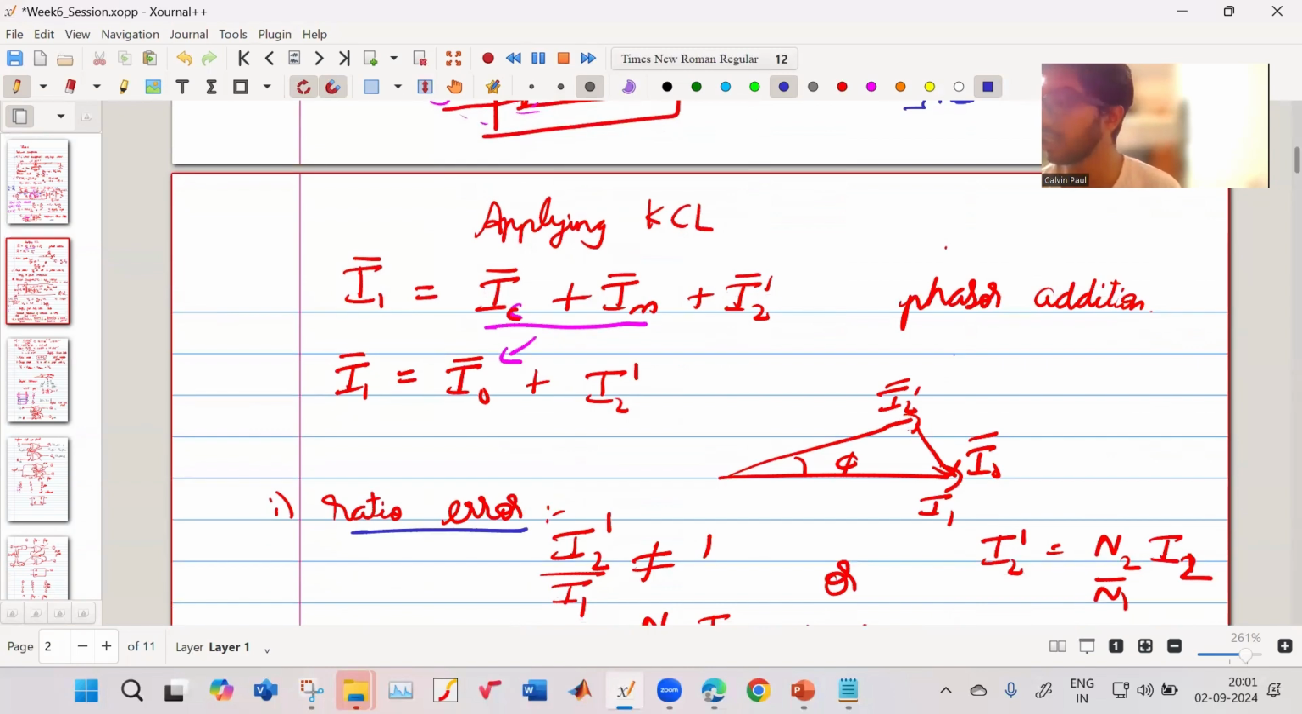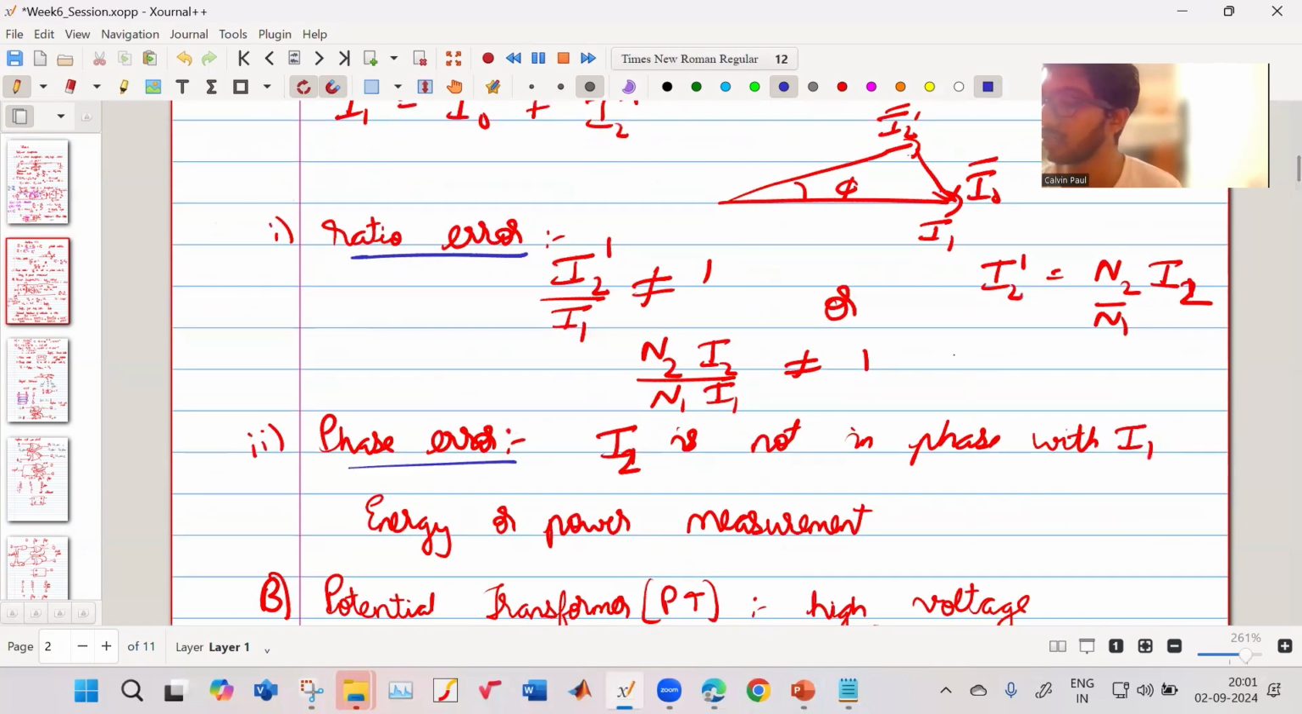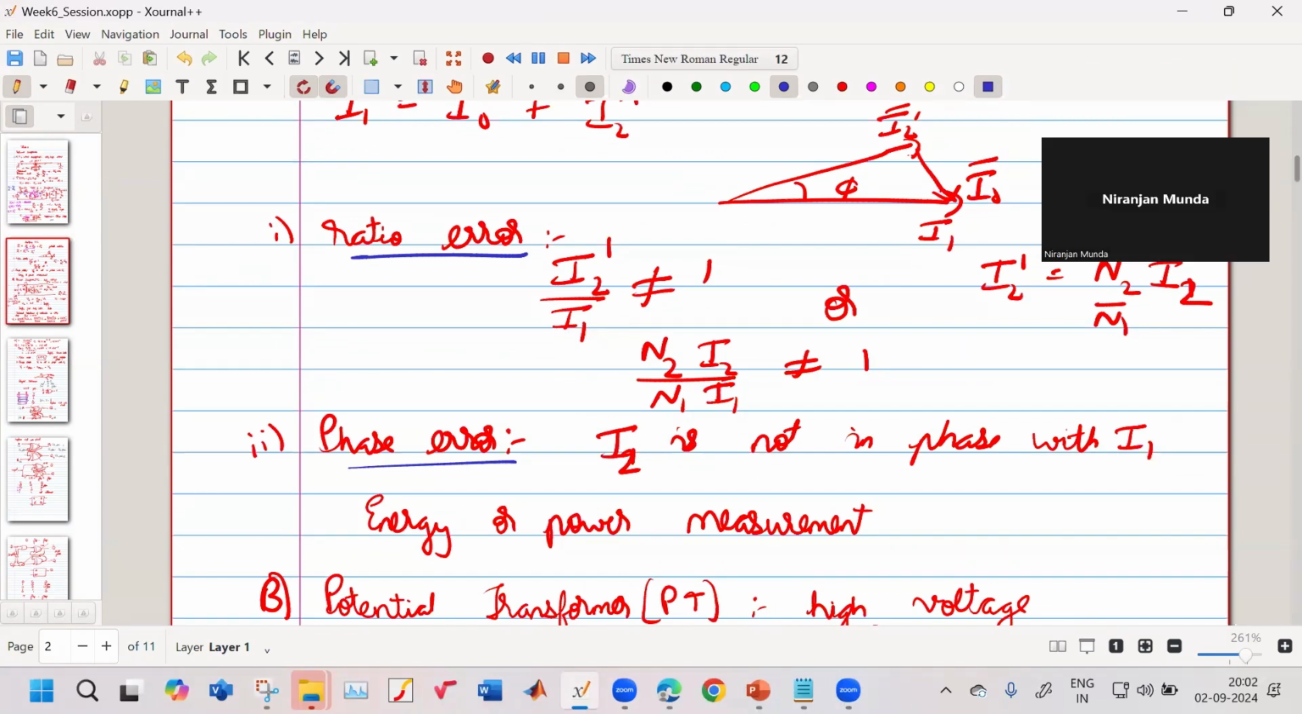How there's something known as a ratio error. There's something known as phase error. There are two types of errors, ratio error and phase error. So a moving iron instrument, which will measure only the RMS value, will face the problem of ratio error. The phase error will come into the picture when we want to do energy or power measurement.